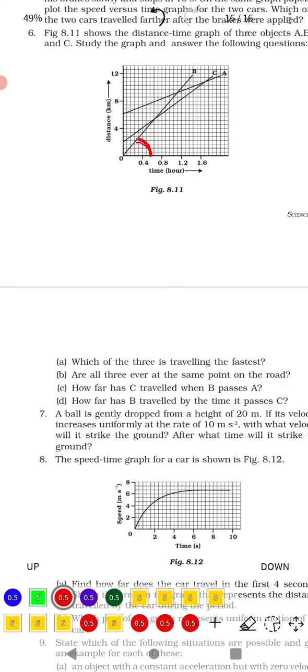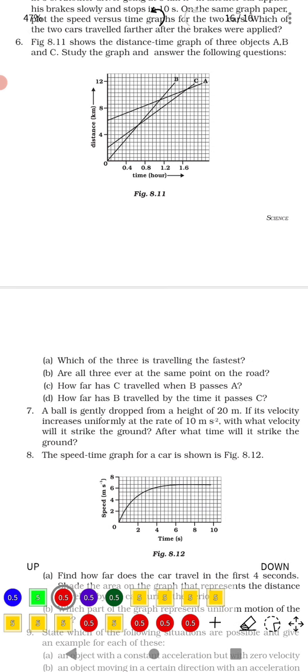Exactly what is slope? That definition you will get in class 10 in trigonometry. It is the tangent of this angle. But anyway, for the time being, you just remember that. You just state it like this: since the slope of graph B is maximum, therefore it is traveling fastest. Slope is related to the angle. Okay, then number B.